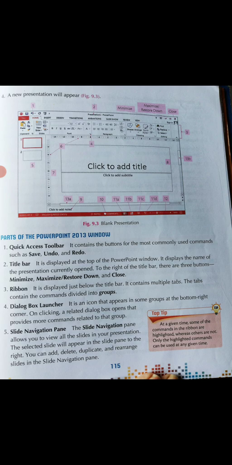You can add, delete, duplicate or rearrange slides in the slide navigation pane. So here if you need to add a slide or if you want to delete a slide or if you want to make multiple copies, duplicate means what? Multiple copies of a slide, or you want to rearrange the slides in a sequential manner or in an ordered way, you can go for your slide navigation pane. Clear? This 5 points I think is clear to everyone.